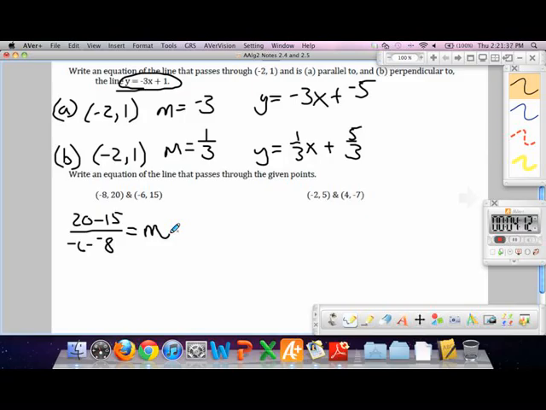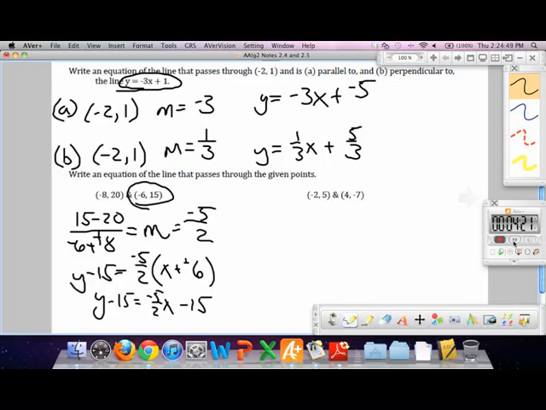Okay. Negative 5/2 times positive 6 is, see, half of 6 is 3. 3 times 5 is negative 15. And then we'll add 15 to both sides, and you end up with the equation y equals negative 5/2 of x. It should have a y-intercept of 0. Okay. That is our final answer.